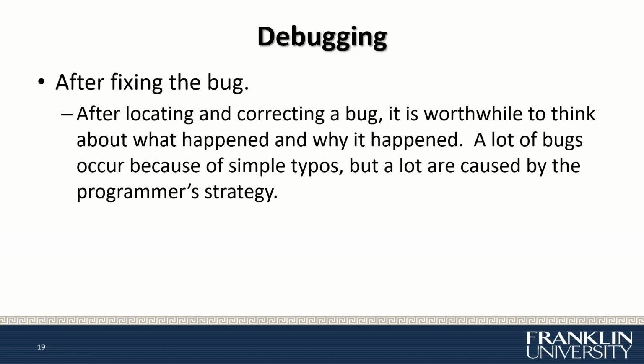After fixing the bug, it's worthwhile to think about what happened and why it happened. A lot of bugs occur because of simple typos, but a lot are caused by the programmer's strategy. This is kind of like your reflection. Why did I run into a problem? How do I not run into the problem again? You want to learn from those lessons. The more you learn from debugging, the less likely you're going to run into a bug again. And if you do, you know what to do with it.